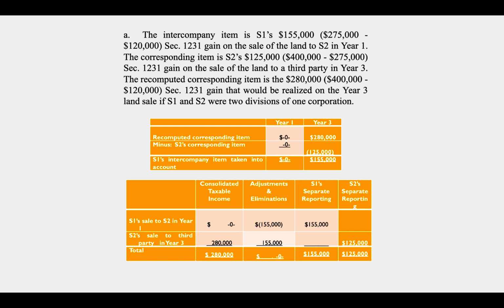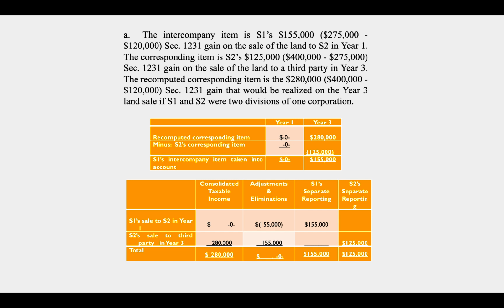So the recomputed corresponding item is $280,000 Section 1231 gain. It would be realized on the year 3 land sale if S1 and S2 were two divisions of one corporation. So looking in that first graph, the recomputed corresponding item minus S2's corresponding item in year 1 produces a 0 intercompany result. So in year 1, we don't want to recognize any tax consequences on this transaction because we are treating this as though it all happened within the same corporation.